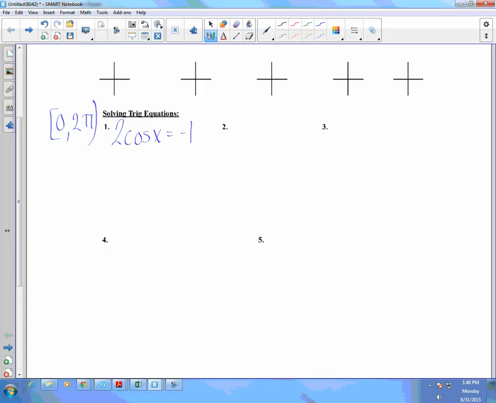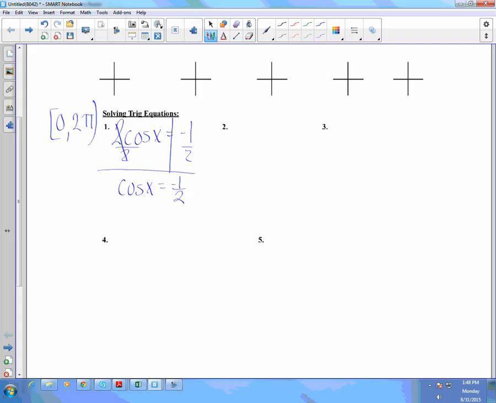What does solve actually mean? Find the value of x. Okay, so how would you go about doing that? Divide by 2. Okay, so we get cosine x equals -1/2.